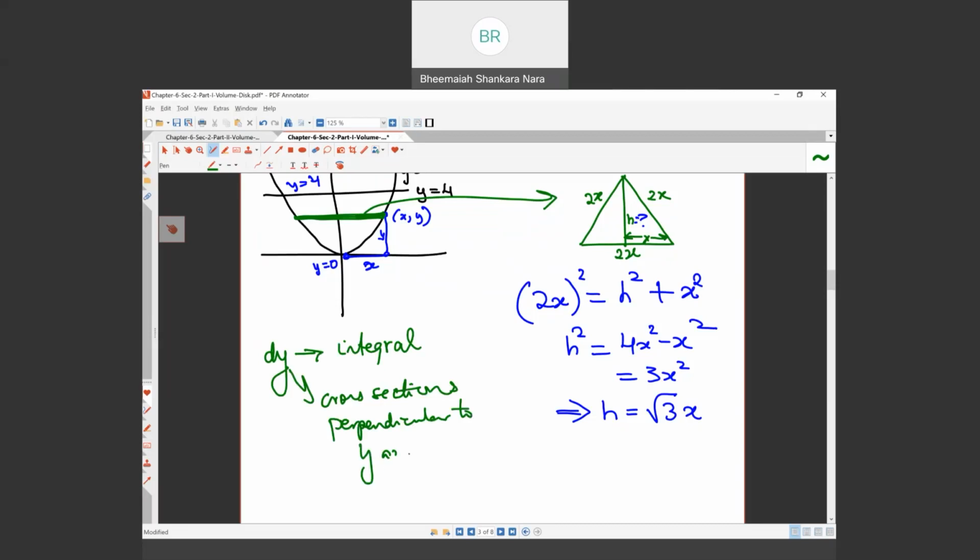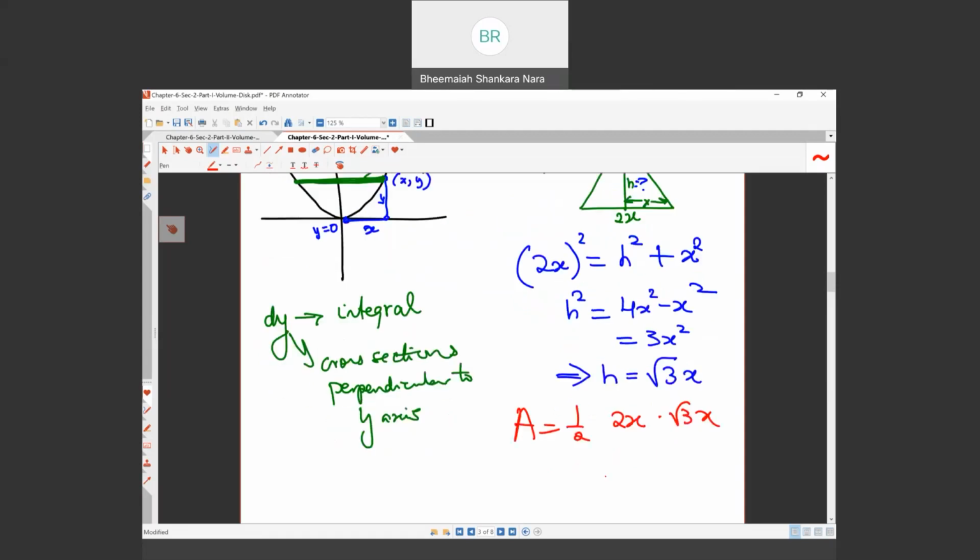Now we are good to write the area formula, which is half times the base 2x times the height square root 3x, which we found just now. Simplify, you have square root 3 and then an x squared. And then you plug in for x squared. y is your x squared, y equal to x squared. This is given for you. You're going to plug in. Now we have area as square root 3y.